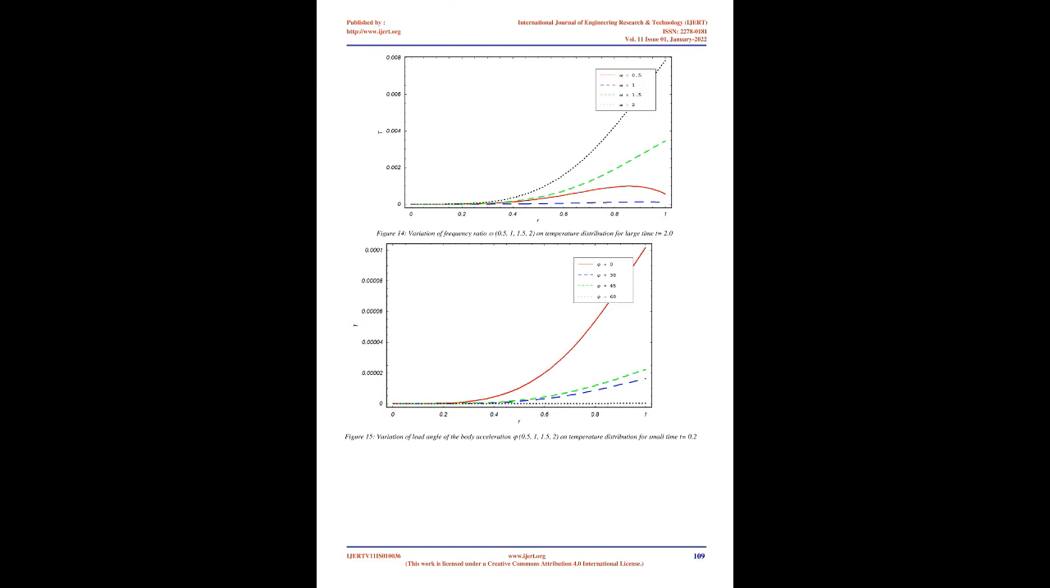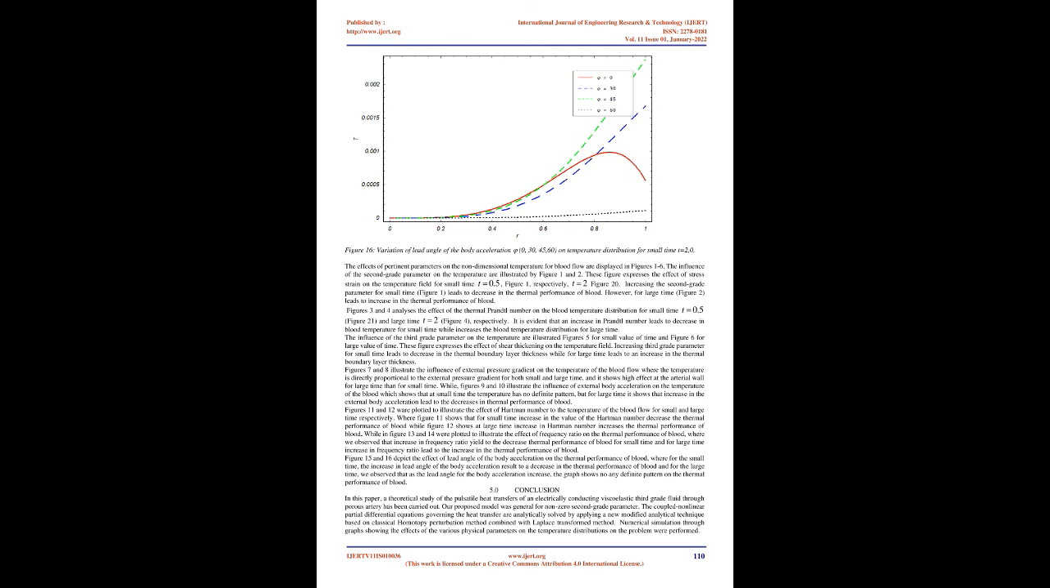The effect of pressure gradient on the blood thermal performance is presented in Figures 7 and 8 for small time and large time respectively, and the effect of body acceleration on the thermal performance of blood is presented in Figures 9 and 10 for small time and large time respectively. Figures 11 and 12 show the effect of Hartmann number on the thermal performance of the blood for small time and large time respectively, and Figures 13 and 14 show the effect of frequency ratio on the thermal performance of the blood for small time and large time respectively, while Figures 15 and 16 present the effect of lead angle of body acceleration on thermal performance of the blood for small time and large time respectively.